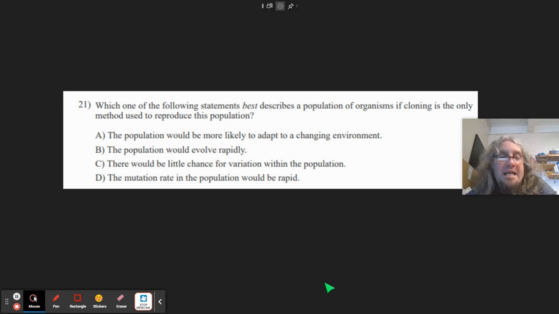Question 21. Which of the following statements best describes a population of organisms if cloning is the only method used to reproduce this population? A, the population would be more likely to adapt to a changing environment. B, the population would evolve rapidly. C, there would be little chance for variation within the population. Or D, the mutation rate in the population would be rapid.